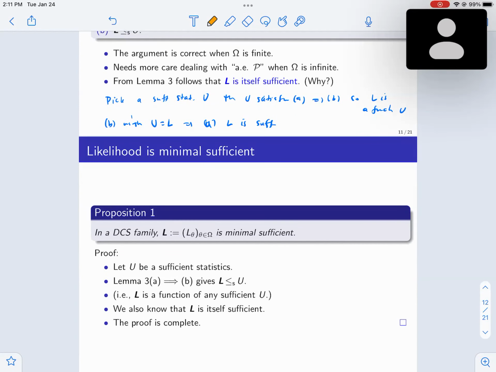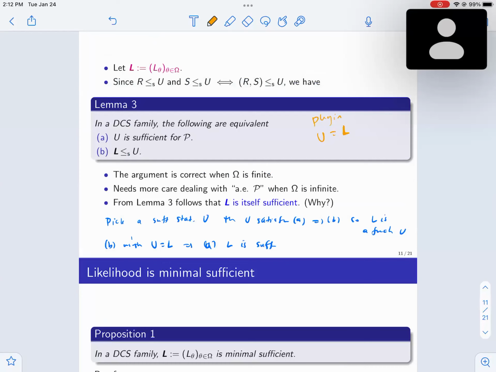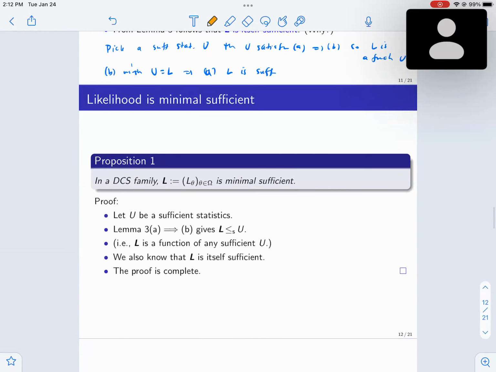So let U be a sufficient statistic. A implies B, that lemma means that L can be written as a function of U. That's the first condition of minimal sufficiency. And then we also know that L itself is sufficient because L satisfies part B with U here, so L has to be sufficient. So these two conditions are satisfied. So L is a minimal sufficient statistic.